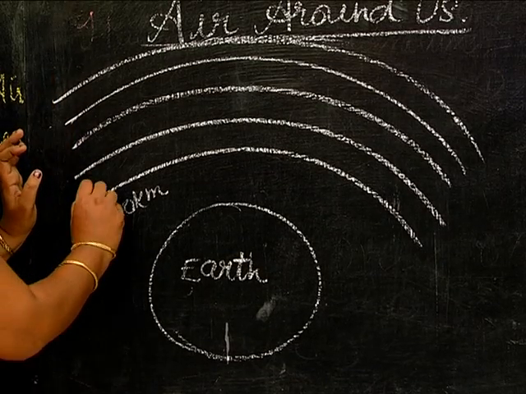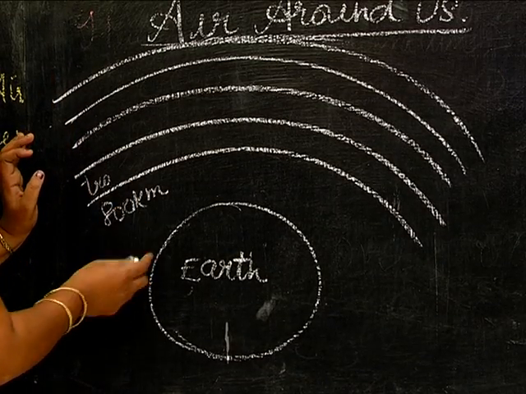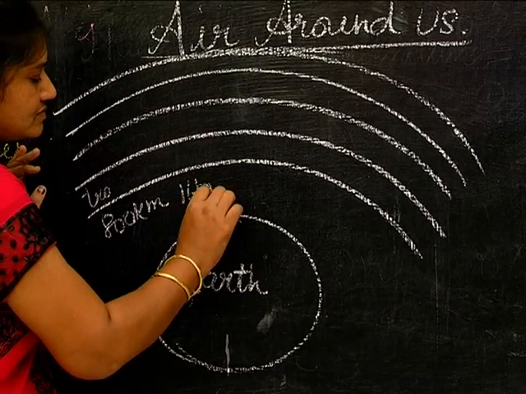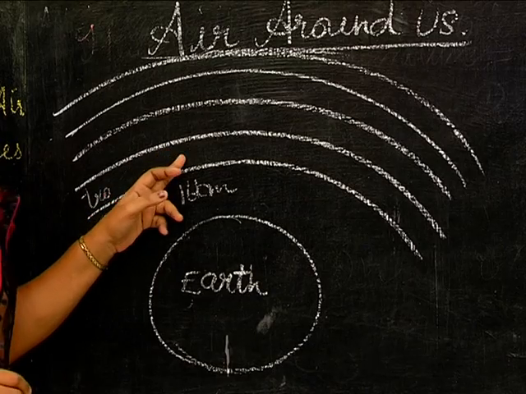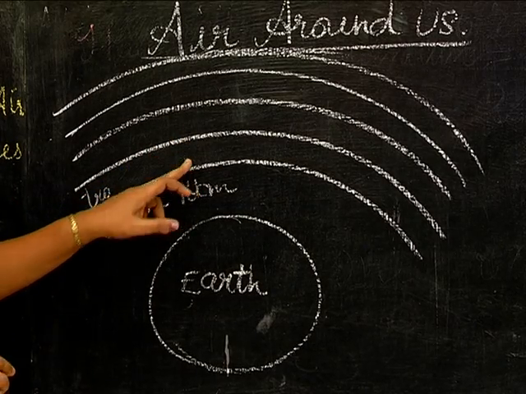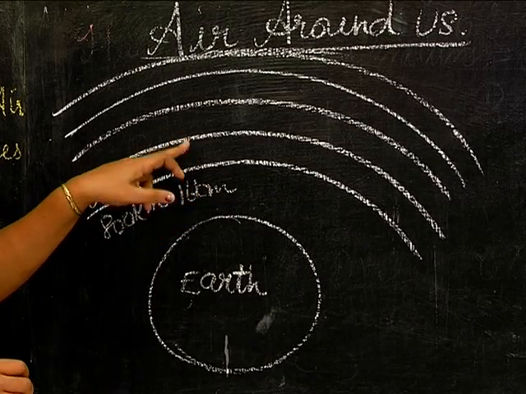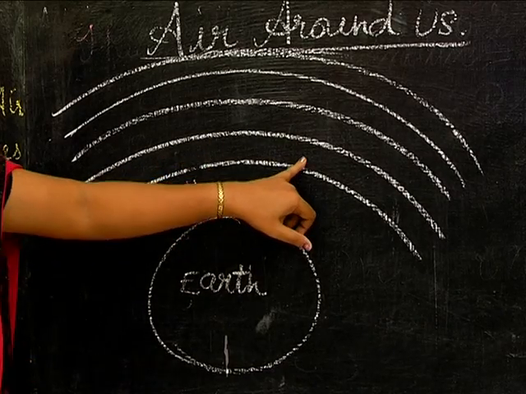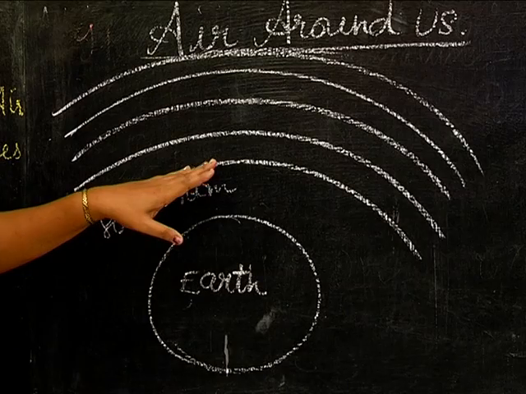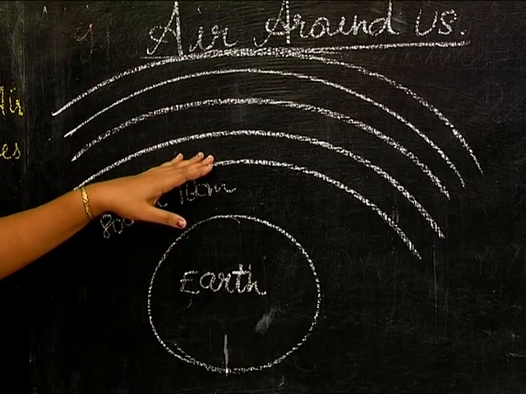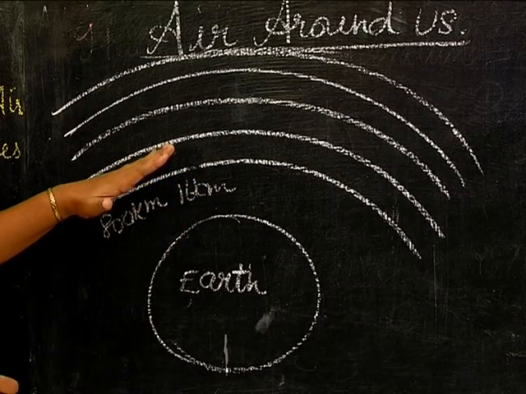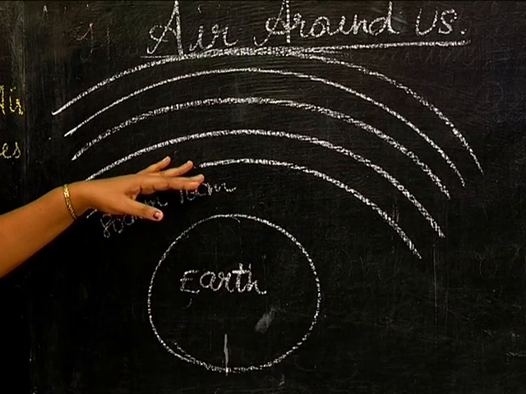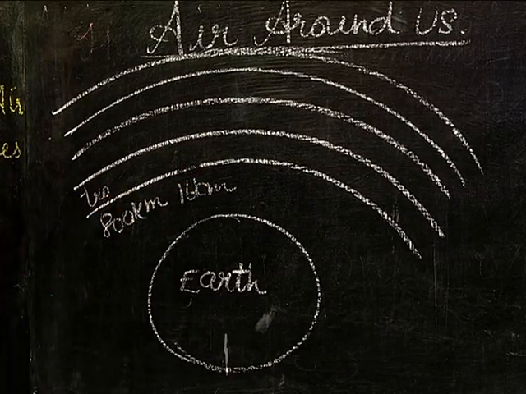The first layer we call the troposphere. It is about 16 kilometers from the surface of Earth. This is the first layer of the atmosphere, and we all live in this layer. The movement of wind takes place only in this layer, and the weather which we experience in our place is also the responsibility of this layer. And we have all heard about the ozone layer, which protects us from ultraviolet rays.